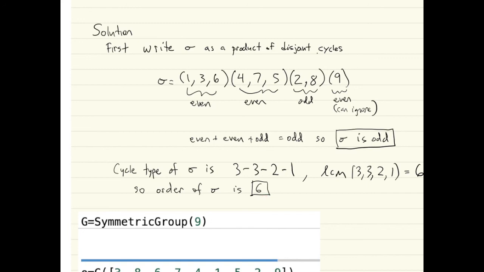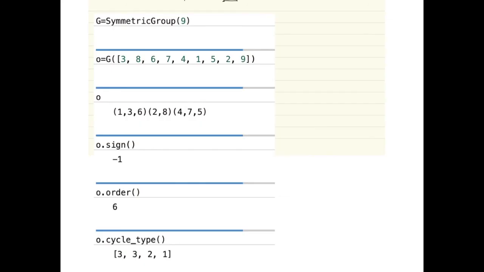Let's check our answer in Sage. So let's construct the symmetric group on 9 letters. That's what I set G equal to. And sigma, I'm just calling it O in Sage here. So we enter the second row of what the original permutation sigma was given by. And then when we ask Sage what O is, it gives us this. Note that it doesn't mention 9, because 9 is a singleton, and that's the customary thing to do.